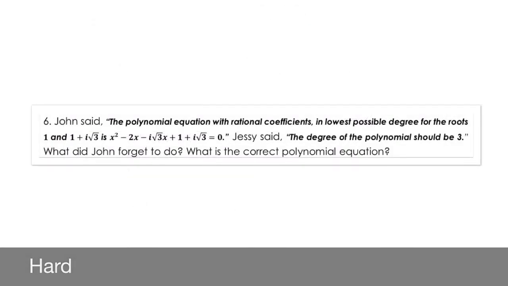John said the polynomial equation with rational coefficients in lowest possible degree for the roots 1 and 1 plus i times square root of 3 is x squared minus 2x minus i times square root of 3x plus 1 plus i times square root of 3 equals 0. Jesse said the degree of the polynomial should be 3. What did John forget to do? What is the correct polynomial equation?